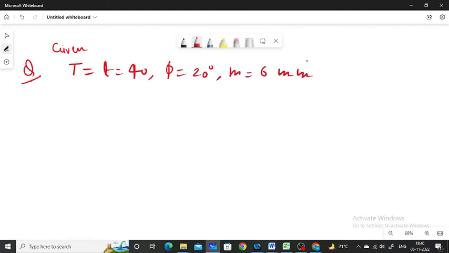Arc of contact is 1.75 times the circular pitch. Arc of contact equal to 1.75 Pc. Find the addendum. We have to find the addendum.